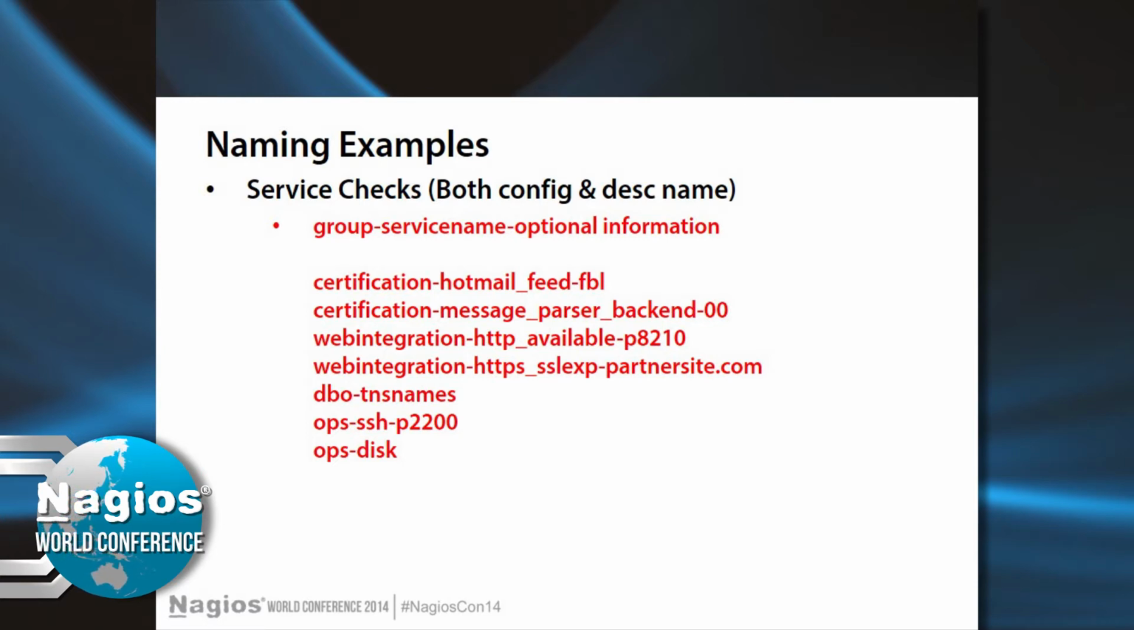Same thing later on. If you put everything in proper service groups, you can do the same. Web integration, hyphen, the name of the check, hyphen, and then optional information. So this checks the port 8210 is open. And the optional information doesn't have to be there. You can leave that blank, but the group and the service name, those are the two things required.